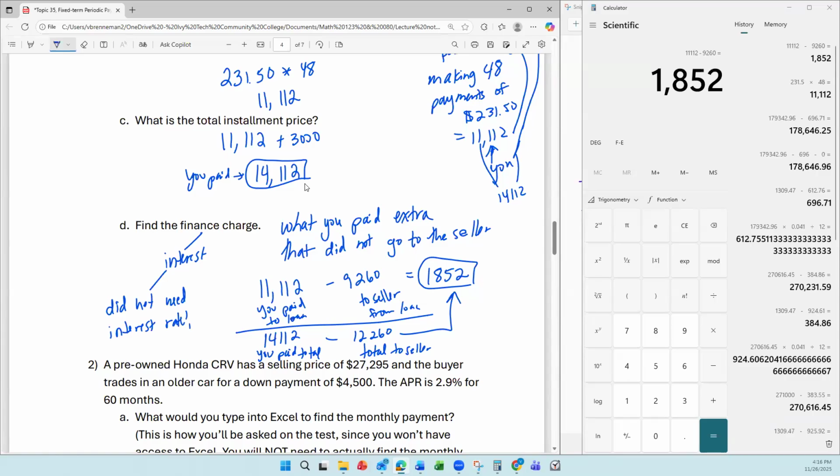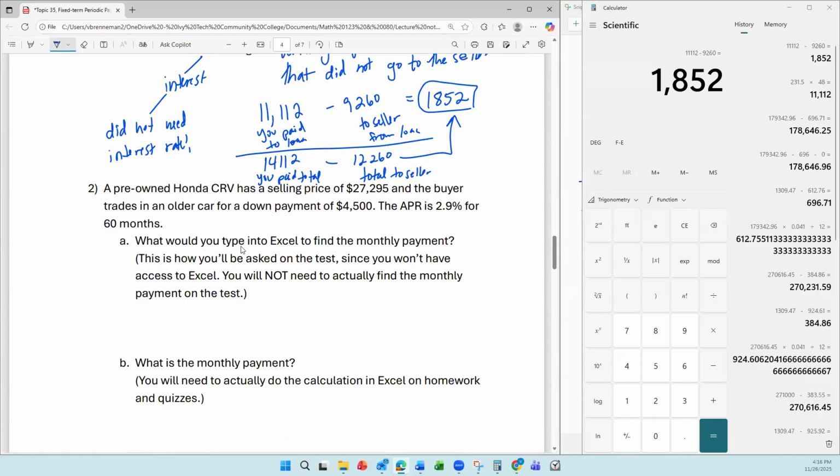So once you have the monthly payment, that is determined by the interest rate, and the interest rate doesn't directly go into finding the finance charge. Here, we're not given the monthly payment, we're given the APR. So we need to find the monthly payment, and this is going to be in Excel. On a test, this will be asked: what would you type into Excel? So let's look at this.